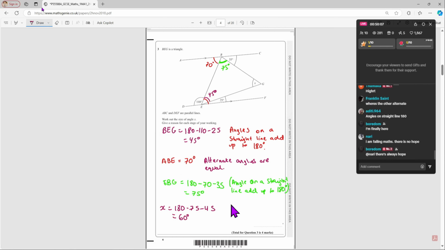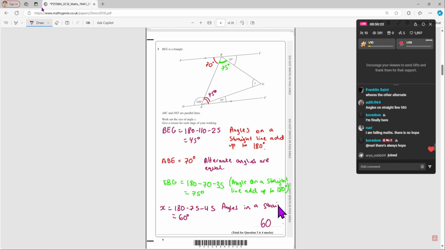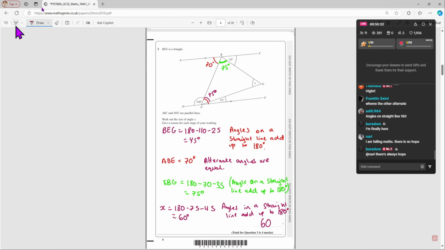And then the rule is, so you know that angle X is 60 degrees. So the rule, I have to write: angles in a straight line, or on a straight line, add up to 180 degrees. And that is our 4 marks question done.